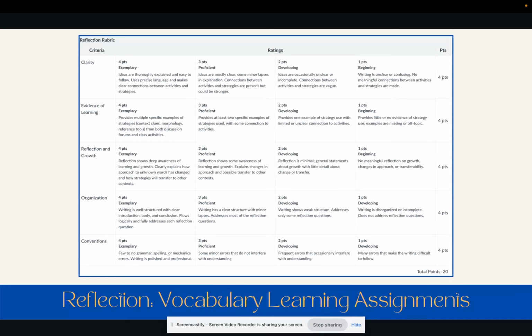Here's how to earn full credit. You have a rubric provided. Your discussion and your reflections should be clear and easy to follow. It should show evidence by naming the exact strategies you used. Reflect on how your thinking changed. Organize your writing with a beginning, middle, and end. And check your grammar and mechanics.